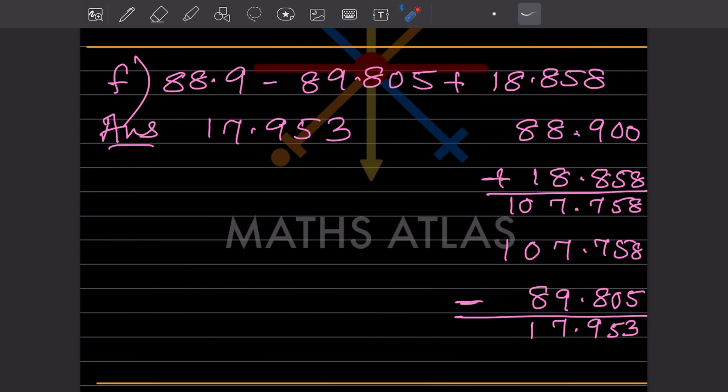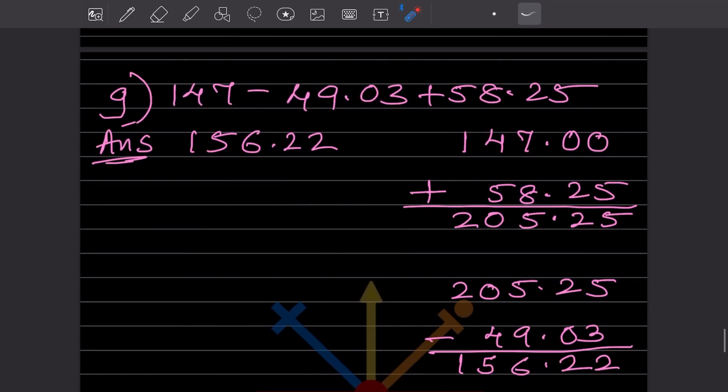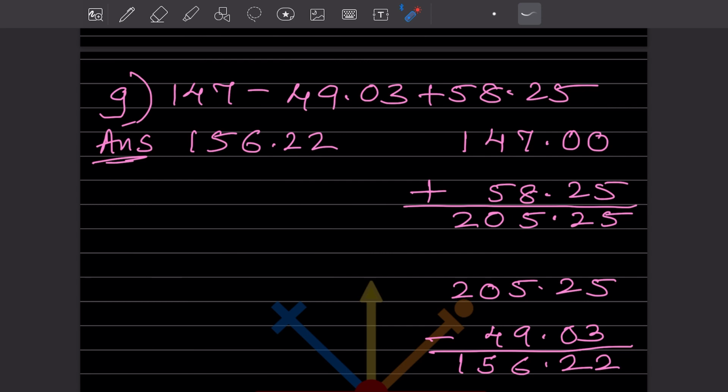So right now, just what I did, because this was addition and both the numbers were okay, because if it was 90 or something over here, then it was okay if you could have done it here. But now, I added this first. So now 88.900, I put here 2 zeros, and this is plus 18.858. So your answer is 107.758. And you are going to subtract this number from here, and you get this answer. Hope you got it. Now here the next one, that is 147 minus here.